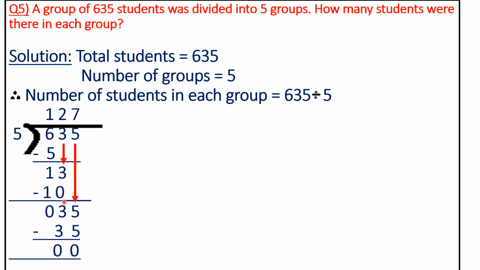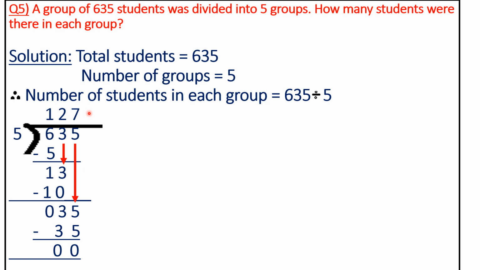Now again you subtract, 3 minus 0 is 3, 1 minus 1 is 0. Now you copy this digit 5 in the next step, your number is 35. Now table of 5, 35. So 5 sevens are 35. Now you subtract, we are getting 0. No more digits, so our division stops. So in each group there will be 127 students.